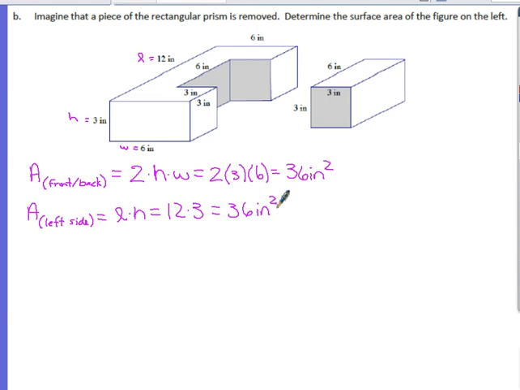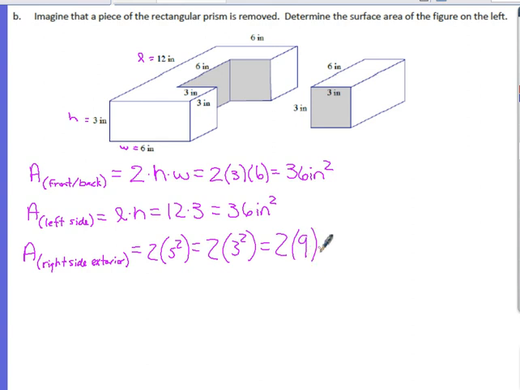Now let's work on the sides here. So we have the exterior right side. So area of the right side exterior. And you'll notice that this square here and this square here are actually the same. So we have two of them. And the area of a square is going to be side squared. And so the length of a side is 3. So this is going to give us 2 times 3 squared, which is 2 times 9, giving us 18 inches squared.